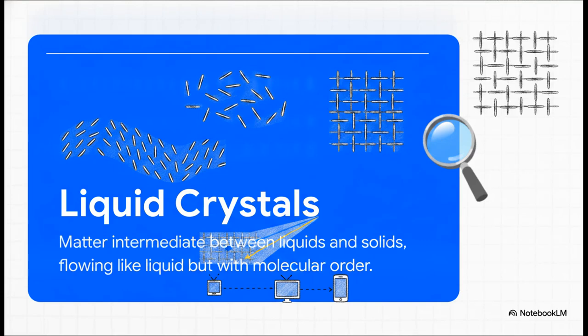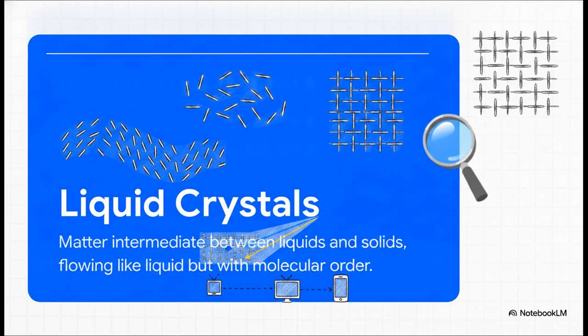So what exactly is a liquid crystal? I mean, we all know the basics: solids, liquids, and gases, right? But liquid crystals are this incredibly cool intermediate state of matter. They literally have properties of both liquids and crystalline solids. To picture this intuitively, imagine a massive crowd of people flowing smoothly down a city street, moving completely freely, just like water. Yet somehow, every single person in that crowd is facing the exact same direction. That's essentially molecular order within a flowing liquid.